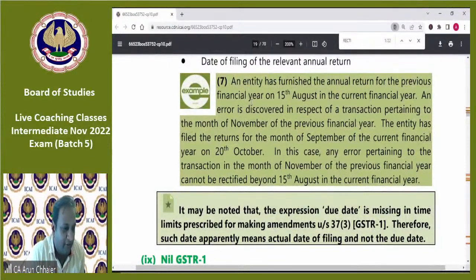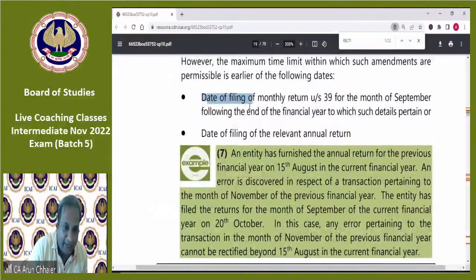What is the date of the filing of annual return? See, date of the filing of annual return, I can say only due date. But here they are talking about actual filing date. It can be anything, but what is the last date? 31st December after the end of the financial year.